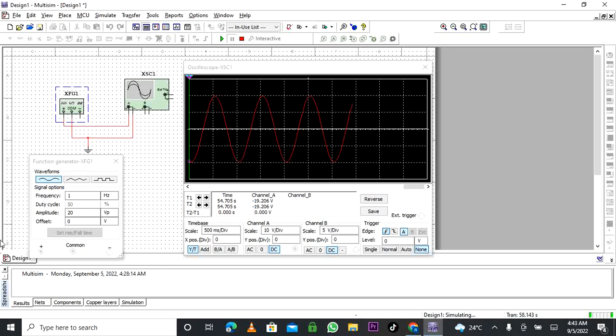The offset just shifts the signal up and down. So I can go ahead and run the simulation some more. If I set the offset to 10 volts, you can see it shift up by 10 volts. And then if we were to set it to negative 10 volts, you would see it shift down. So let's set that back to 0.